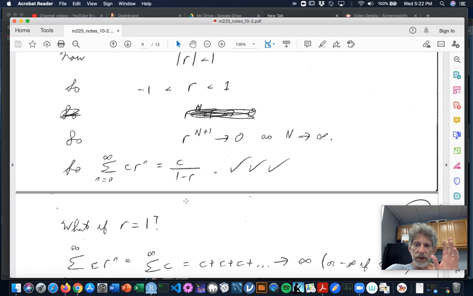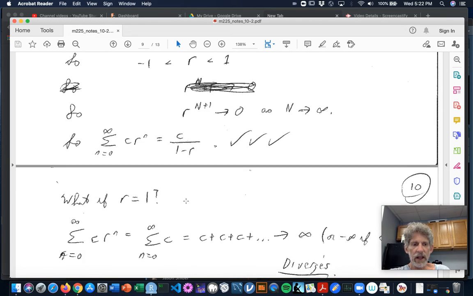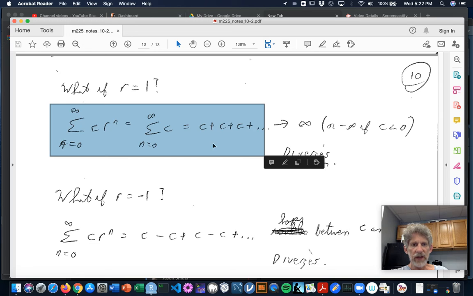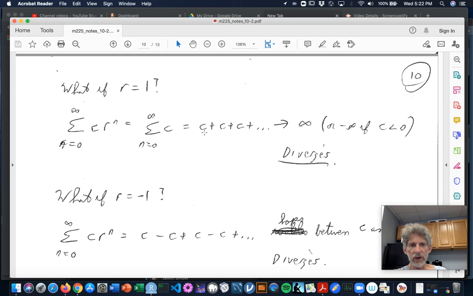Now, if the absolute value of r is bigger than or equal to 1, this infinite series, this geometric series, will diverge. And I'll just show you a couple of examples. Like, what if r is 1? Then you're really looking at just adding together a bunch of c's, because 1 to the n is always 1. And when you add together a bunch of c's, you're either going to diverge to infinity or to minus infinity if your c was a negative number.